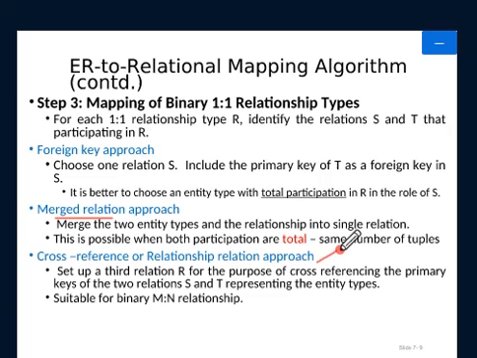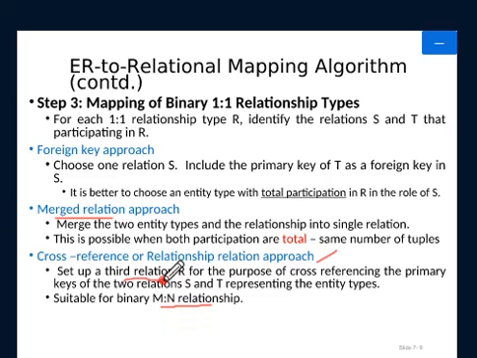Another approach we have is the cross reference or relationship relation approach. This is basically what we use for the m is to n cardinality ratio. So what this does is we will set up a third, new relation, and we will add the primary key of the associated tables with that relationship. Like works on, which is associated with the employee and the project.